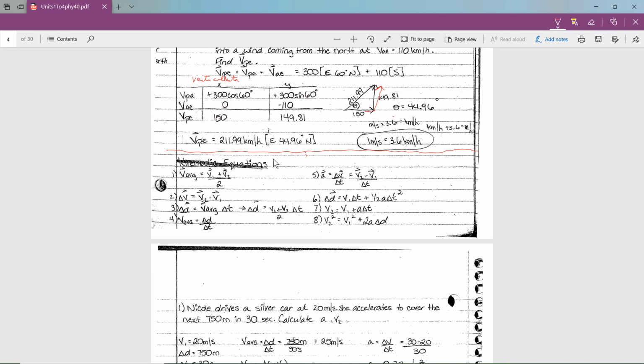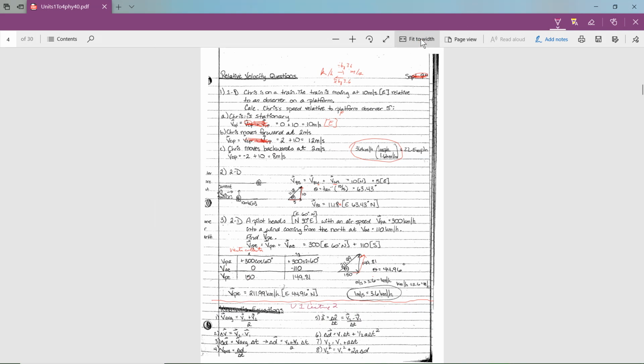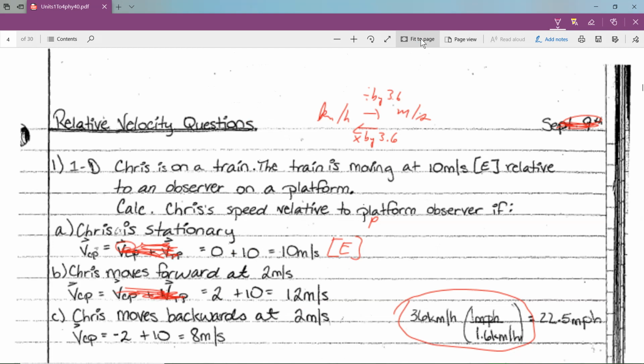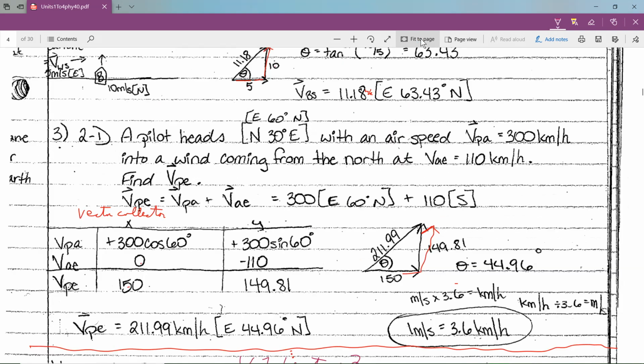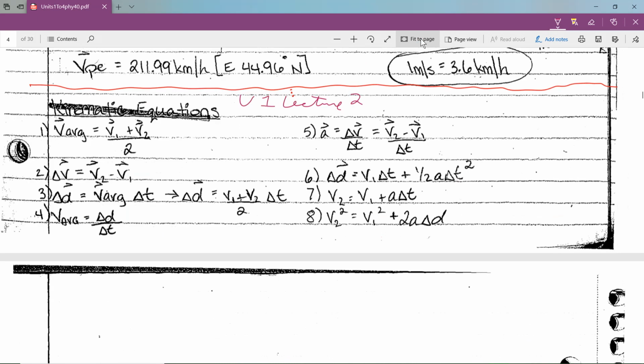So, here we are in our notes. We're at Unit 1, Lecture 2, and we are going to look at fit to page. What do I want to do? Fit to width, I think. There, that's better. Okay, I want to look at kinematic equations because vectors are part of that.